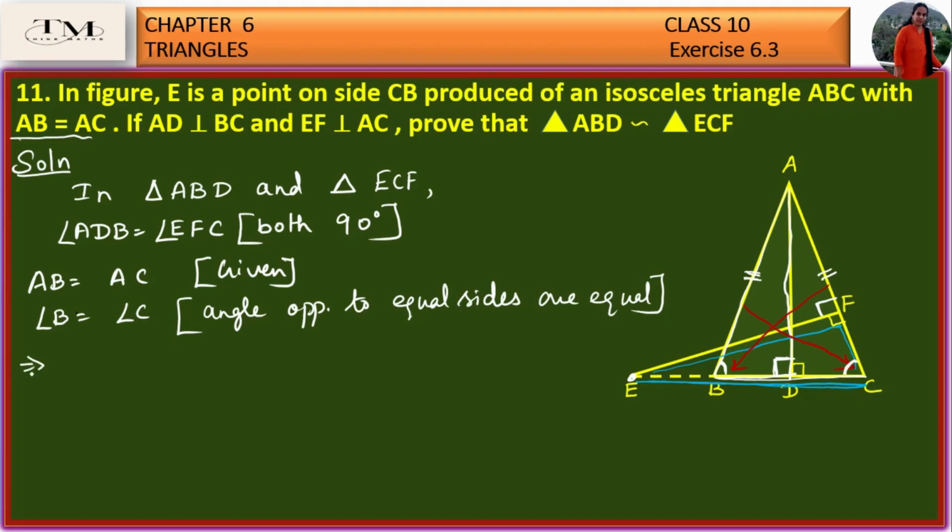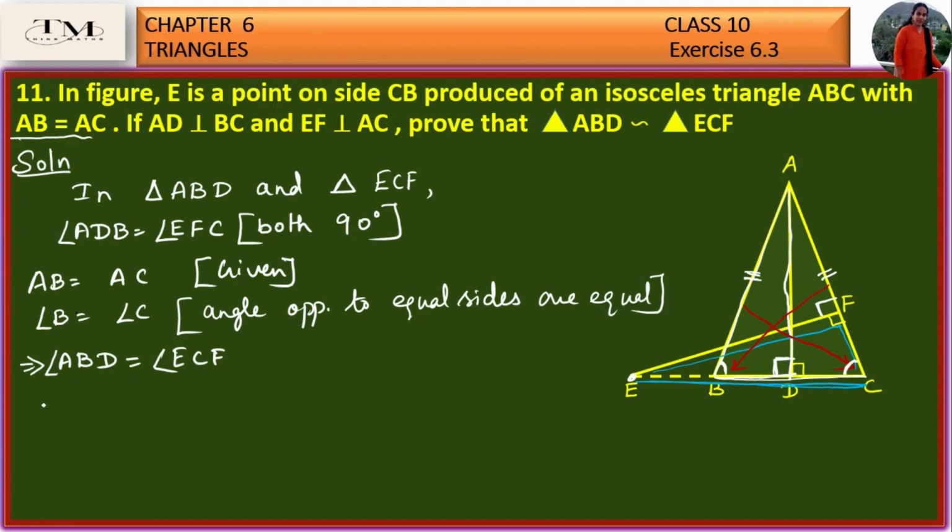So this implies angle ABD in triangle ABD is equal to which one here? It is FCE or ECF. Okay. So this is equal. Angle ECF are equal. Okay. So we got two angles are equal.